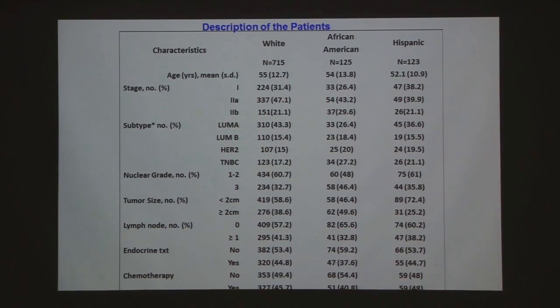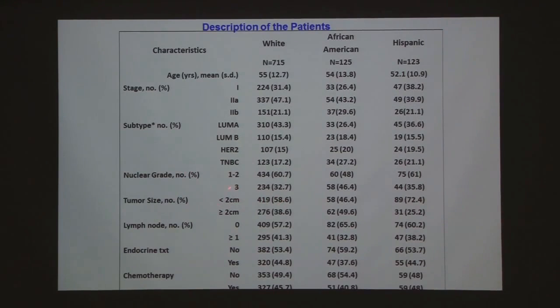So we wanted to recapitulate and look beyond the intrinsic subtypes that have been characterized by Perou et al. And so you can see here that there are differences by ethnic group. About 27% of the African Americans were diagnosed with triple-negative breast cancer. And the distribution looks like you would expect from our population.